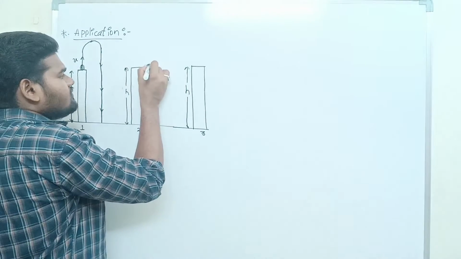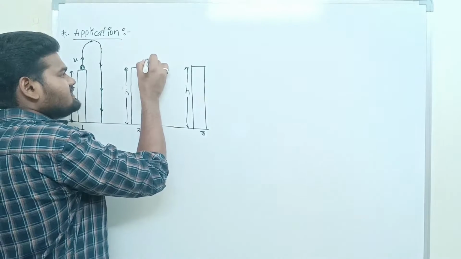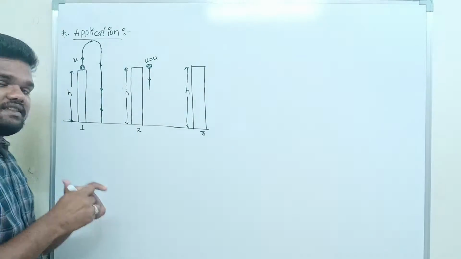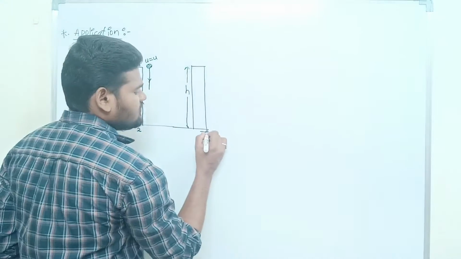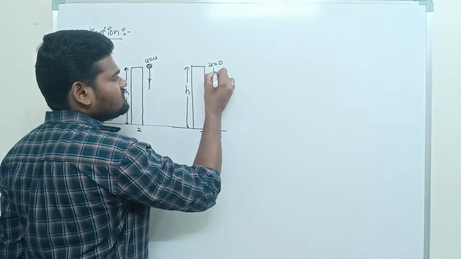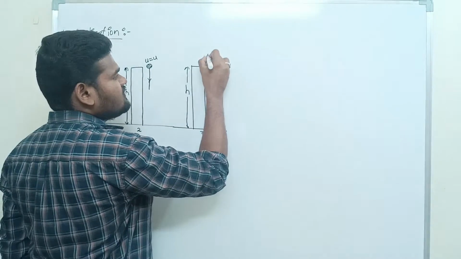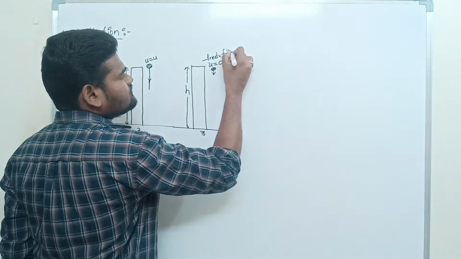In the second case, they project an object or a stone in a downward direction with an initial velocity u. That means they throw an object with some initial velocity. In the third case, the initial velocity of the object is 0. That means it is a freely falling body.